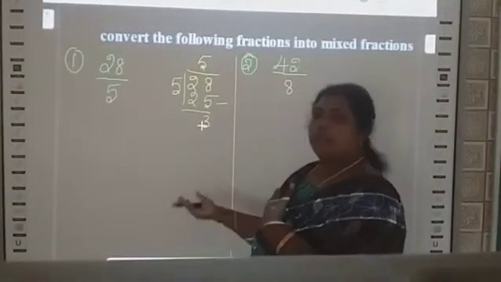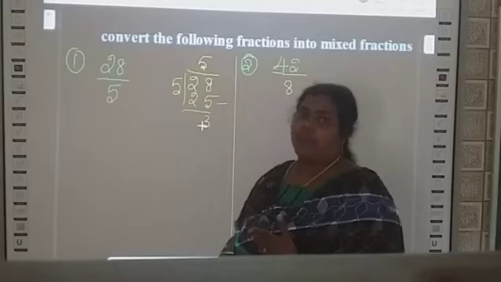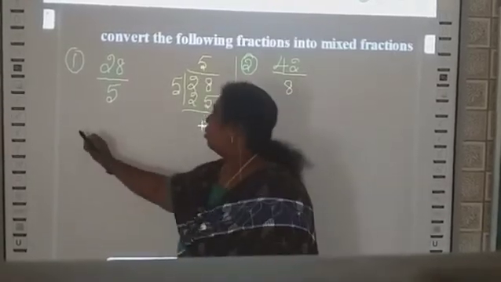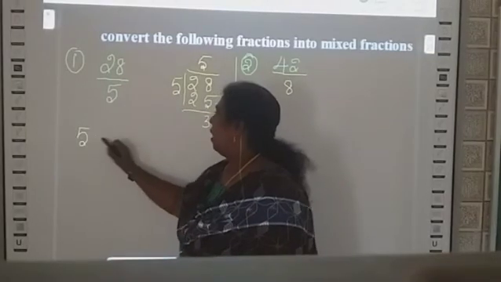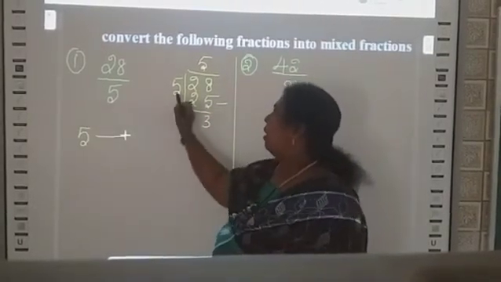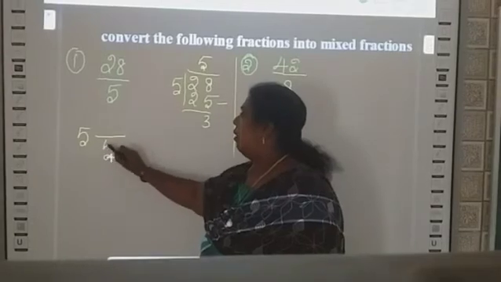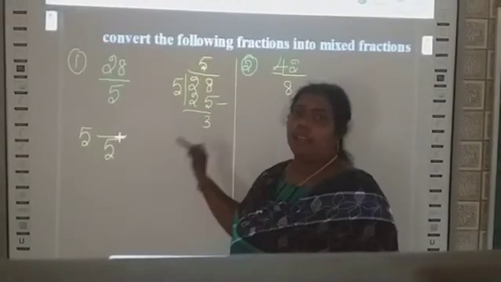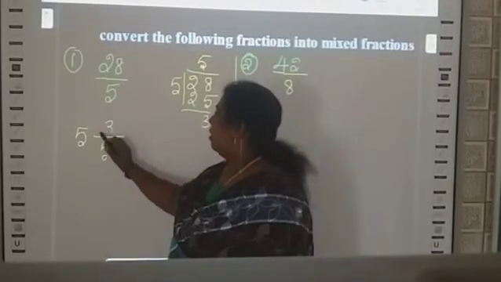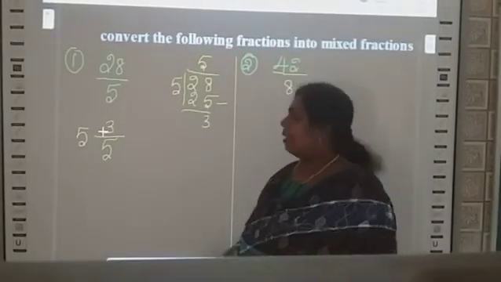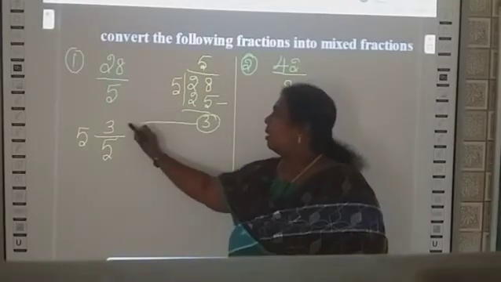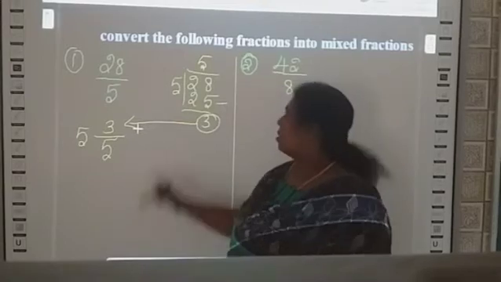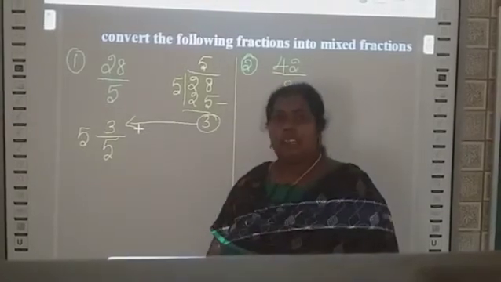Improper fraction, we are going to convert it into a mixed fraction. First you have to write the quotient value. Quotient is 5. Then the denominator value, 5 only. In the numerator, you write the remainder. Understand? This is the remainder value. You have to write it in the numerator. The denominator is the same, 5. The divisor is the denominator value.